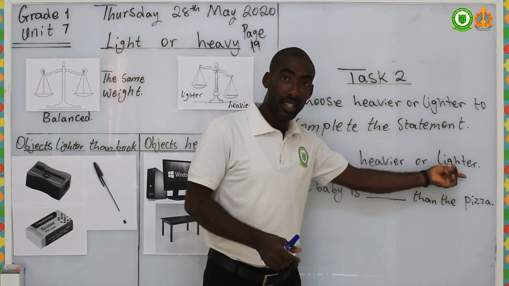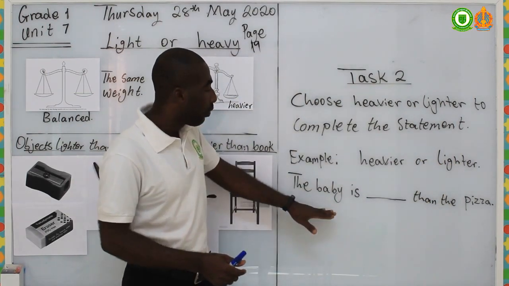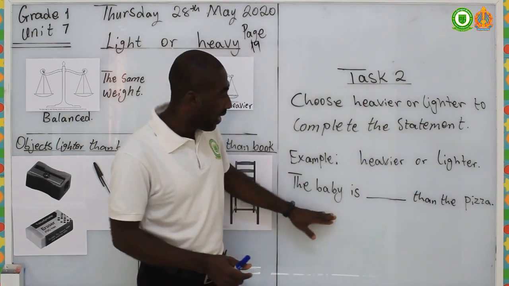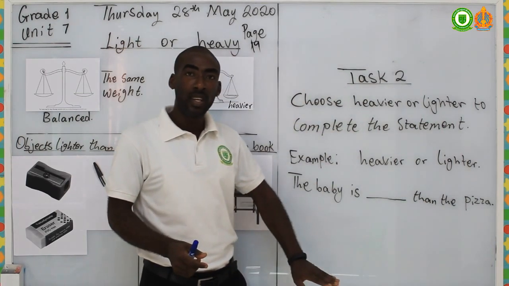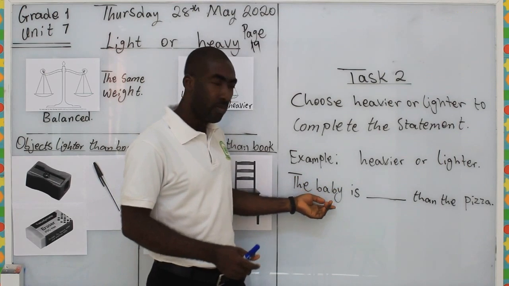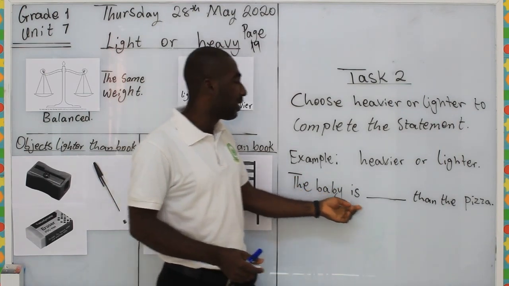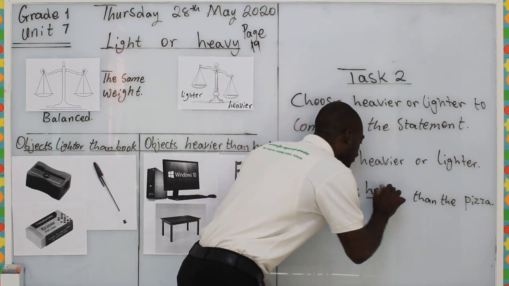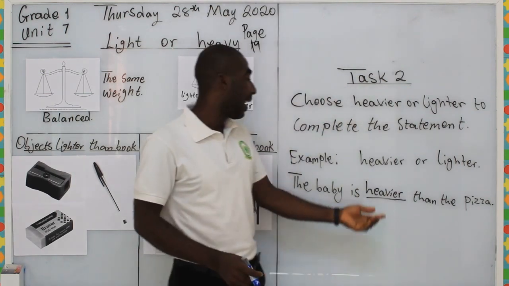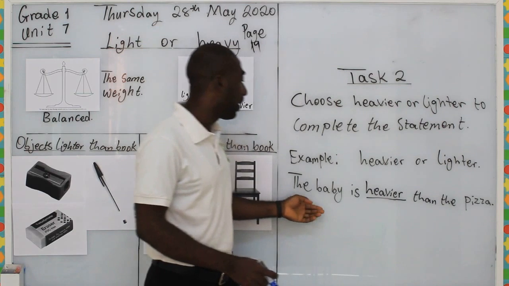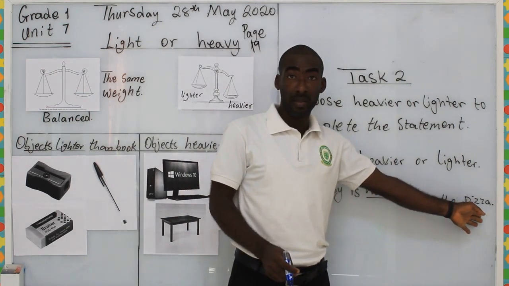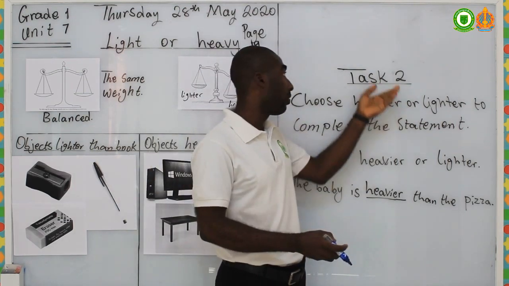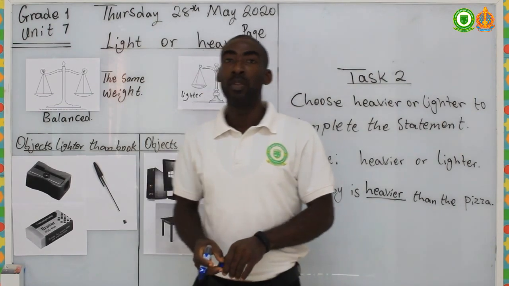Heavier or lighter? Okay, let's see. What are we comparing? We are comparing a baby to a pizza. So what do you think? A baby and a pizza, who is heavier or who is lighter? I think the baby is heavier. So the baby is heavier than the pizza. So the correct word becomes heavier. So we put heavier there to complete our statement. So the baby is heavier than the pizza. Right? So that becomes our correct answer. So you do the same for the other activities that I'm going to send to you on task 2, and then you send for me to check for you.